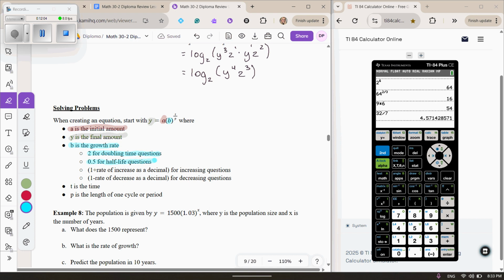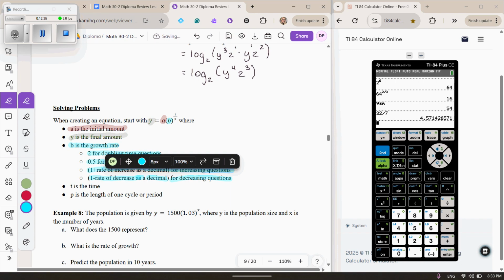And then we have either percent increase questions or percent decrease questions. So for a percent increase question, you are going to convert your percentage to a decimal first, and then you're going to add 1 to that decimal. So 1 plus your rate of increase as a decimal for your b value for increasing questions. And then the last one here, 1 minus your decrease as a decimal for decreasing questions.